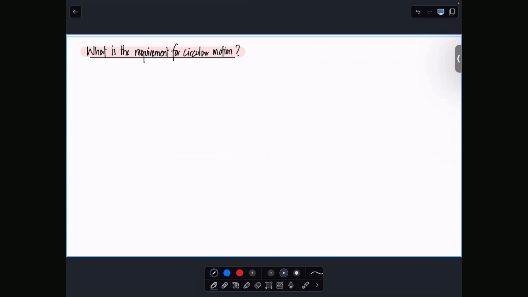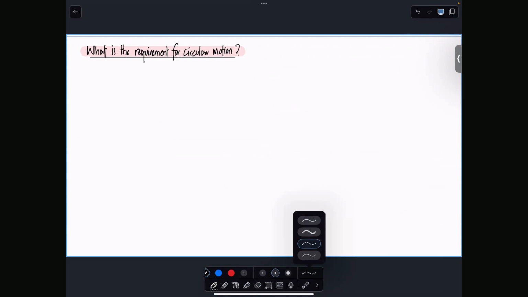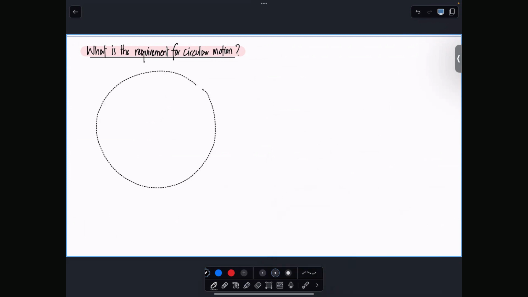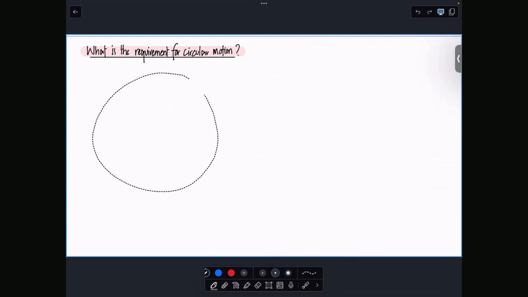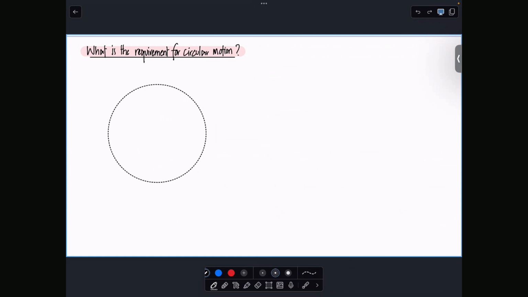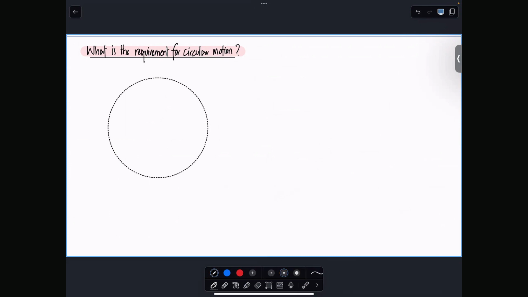Okay, I'll first explain and then I'll give the answer. So shall I share the screen once again? We start the answer with an object that's already undergoing circular motion. Let's say an object is already undergoing circular motion, and you need to explain what is needed for this object to attain and retain circular motion, meaning to continue it.